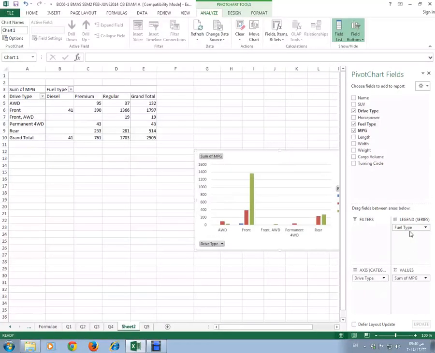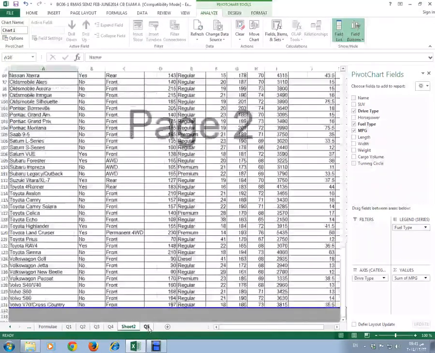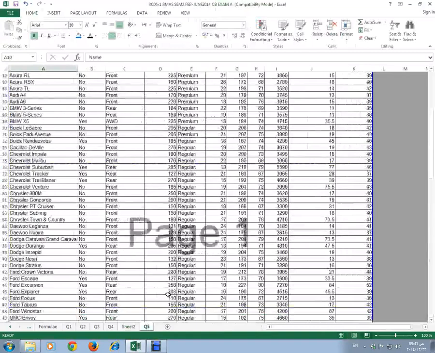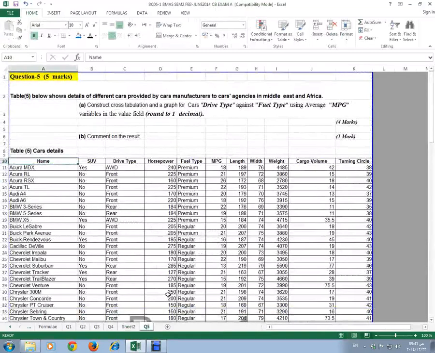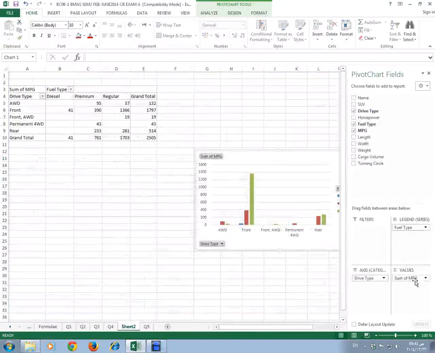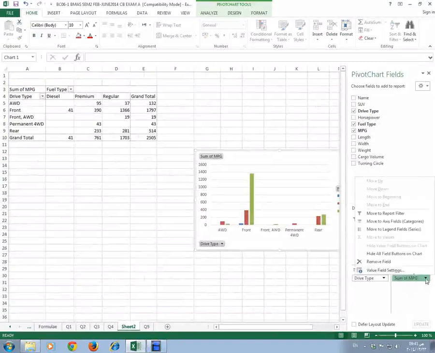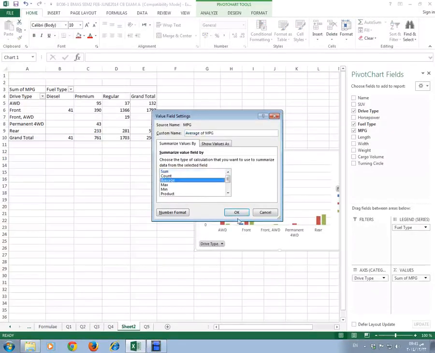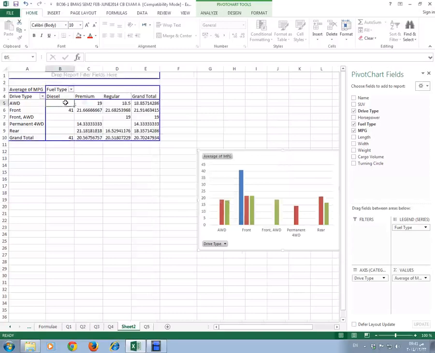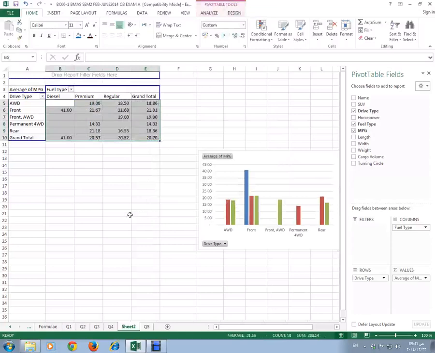Anyhow, you decide how to put that, because the question does not say that you have to make one a column and the other a row and so on. If there is something like that, you have to make sure that you answer it according to the question. So here, the only thing is this one, sum, we need that to be average. Click here and then value field settings, change it to average, make OK. Here make this one 2 decimal places, and this is the answer for that.